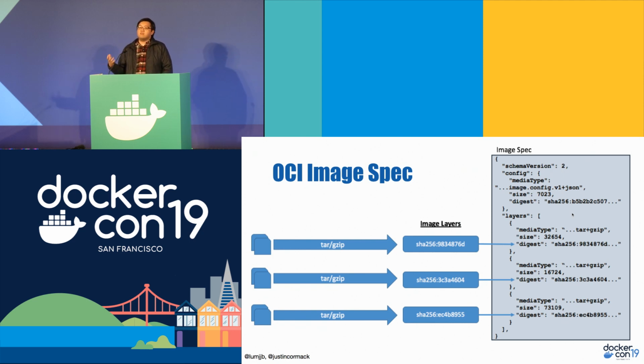So an image is a file system, and the file system is represented by layers. And what these layers actually end up to be is just a collection of files, right? So in the OCI image spec, a layer is a collection of files that is tar and gzip together. And that gzip tarball has a hash representation, and that represents the layer itself.